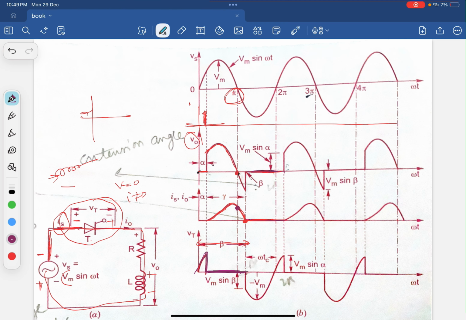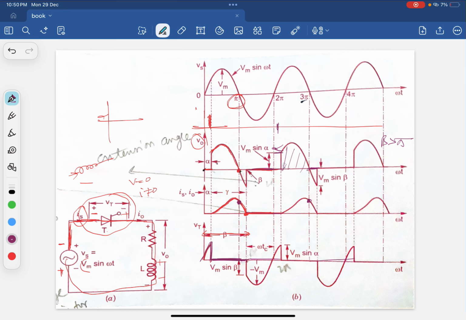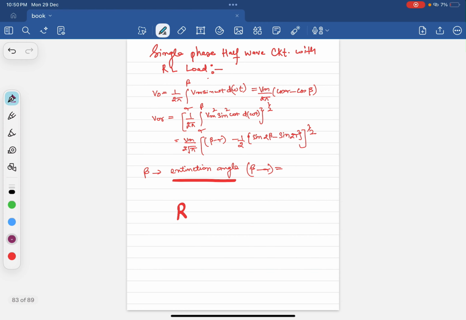Again the same process repeats after an alpha angle. At the instant after a delay of alpha, when it is triggered, we can observe that there is a gradual rise, then it did not decay to 0 here, but the current has some value, so it required some extra time. That is why we call beta, which must be greater than pi here. So the same we got in the waveform.